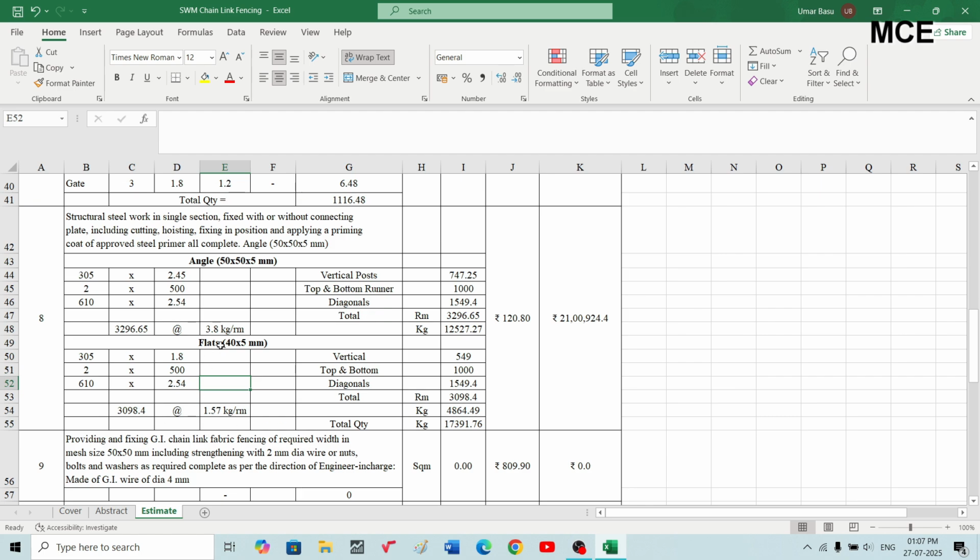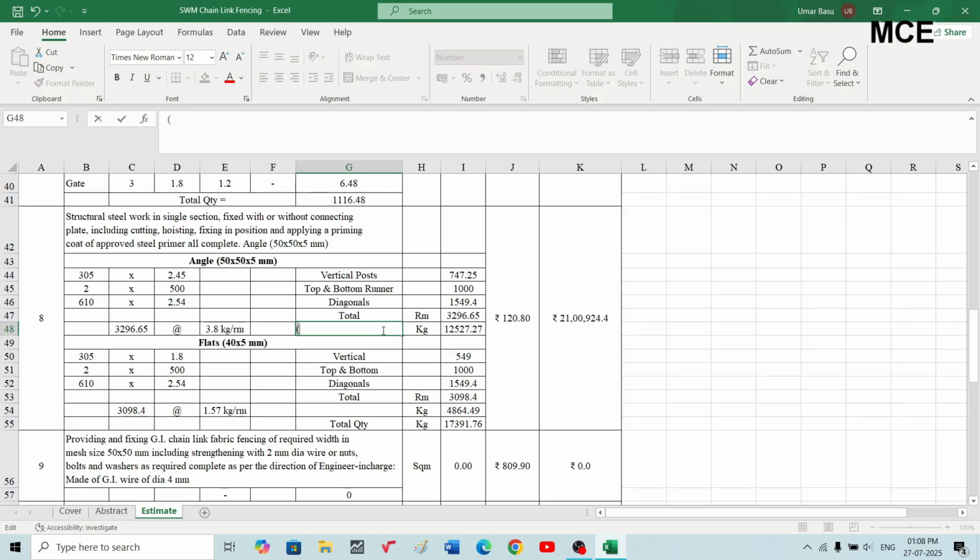3098.4 running meter, and the weight of this flat, that is 40 into 5, is 1.57 kg per running meter. Okay, so the total will be 4864.49 kg, the weight required for the flats, and the total weight will be A plus B.